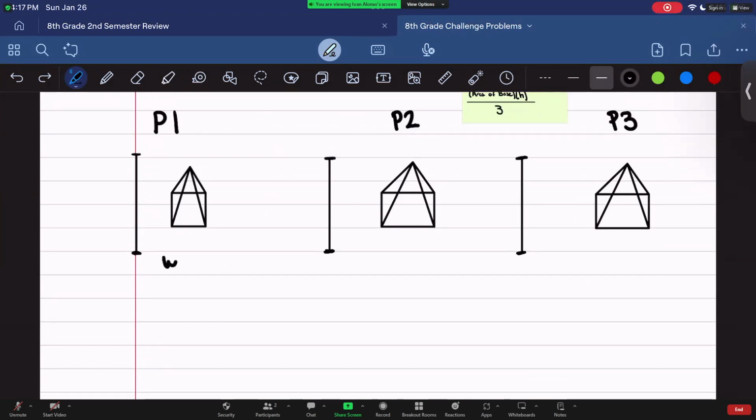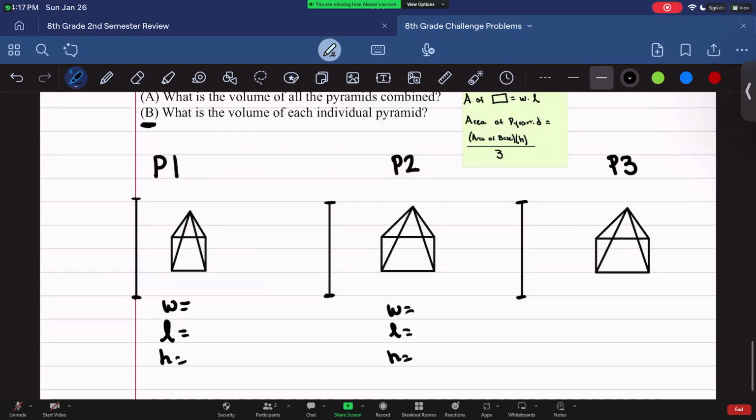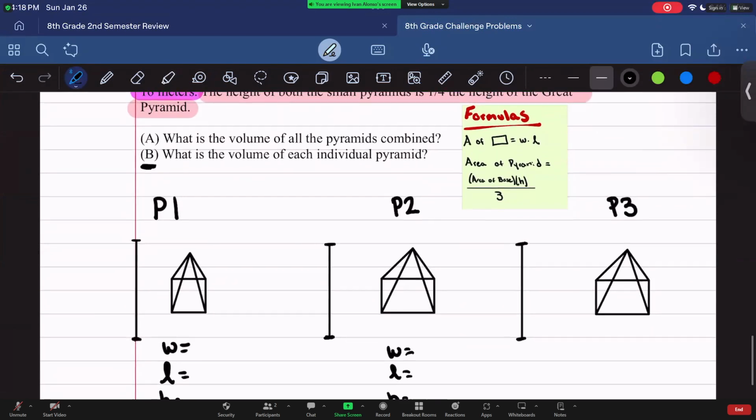You could have simply just put pyramid 1, the width is equal to this, the length is equal to this, and the height is equal to this, right? This applies to every single one of these. Now, let's go over what we know. So we know that this height is equal to 140 meters. You can't forget the units. We don't know what these are. We have no idea, right?